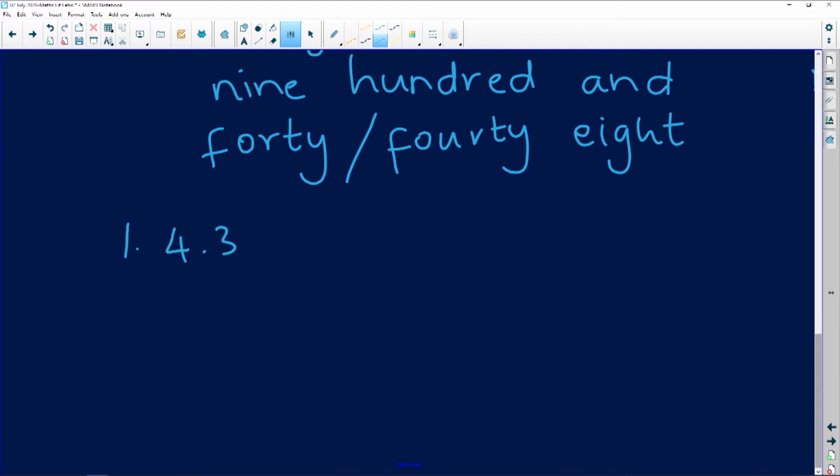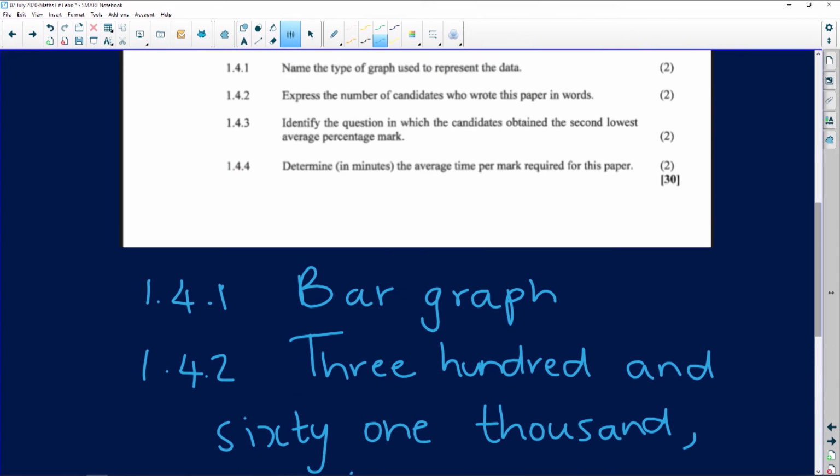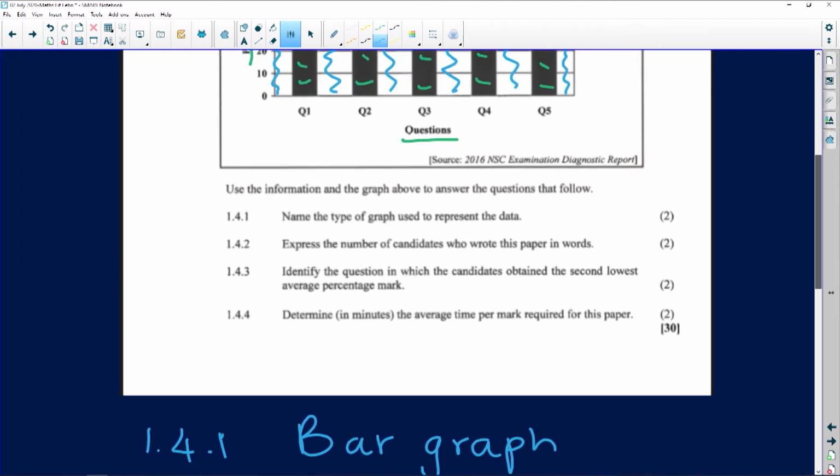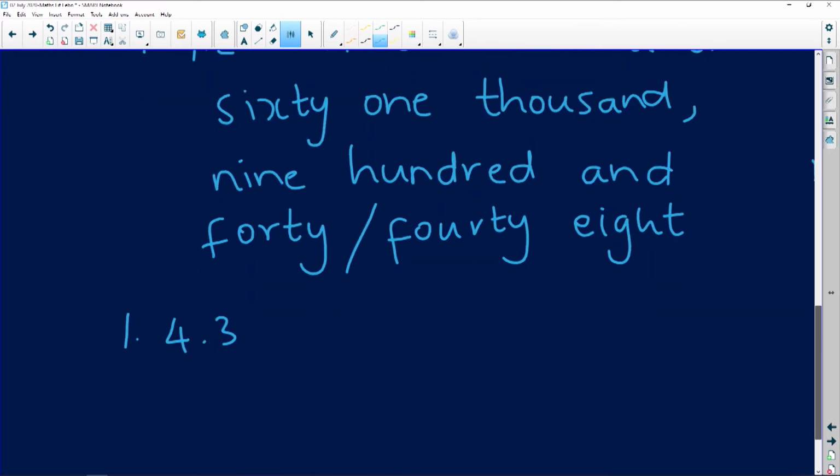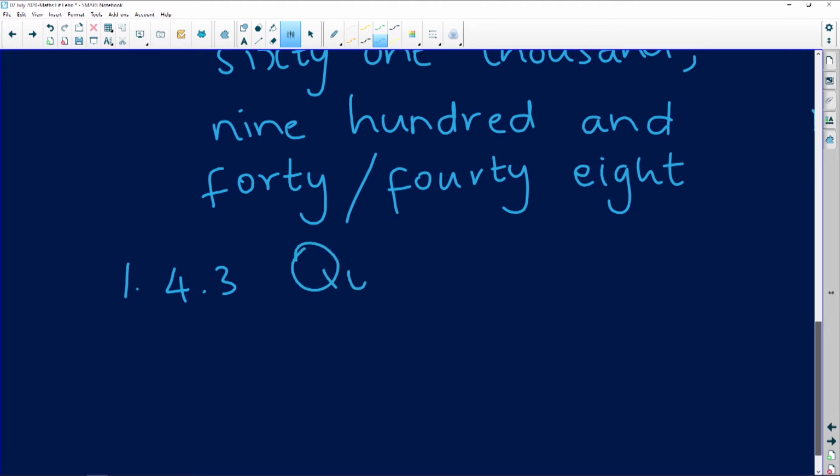1.4.3. Identify the question in which the candidates obtain the second lowest average. So the second lowest average would be us counting from smallest to biggest, lowest to highest. So let's go see. This is the lowest. And then the second lowest would be question 5.